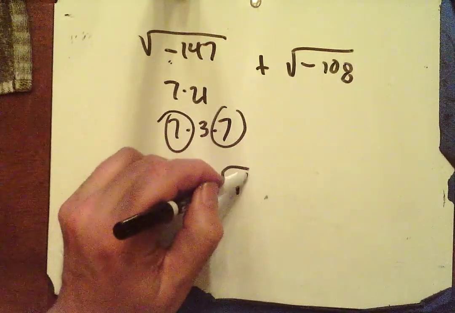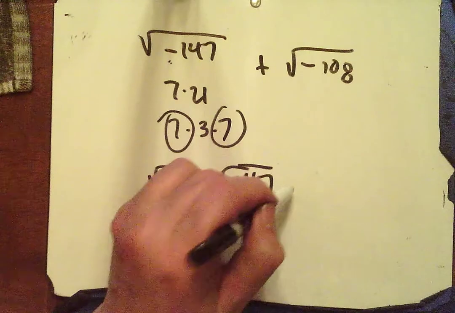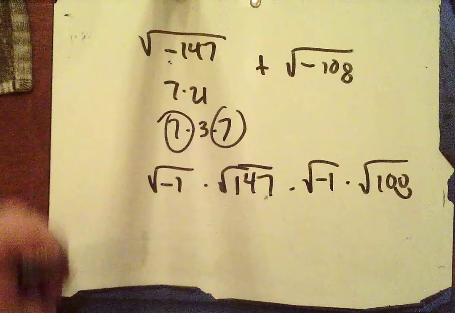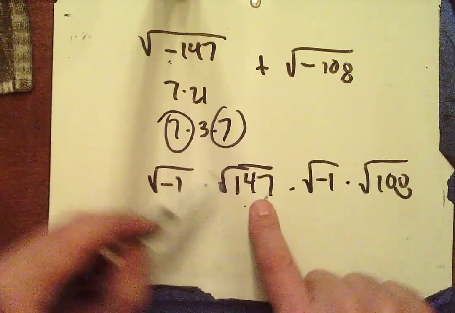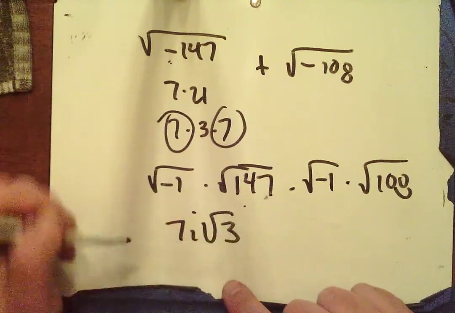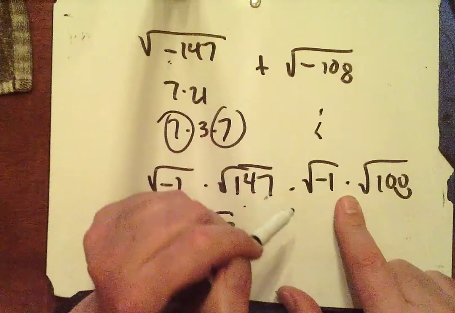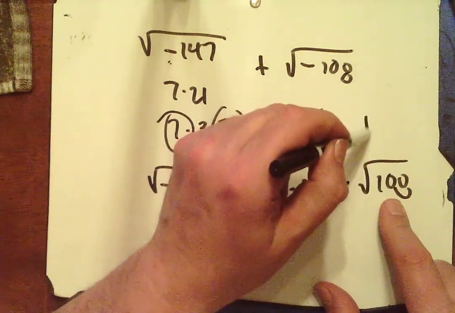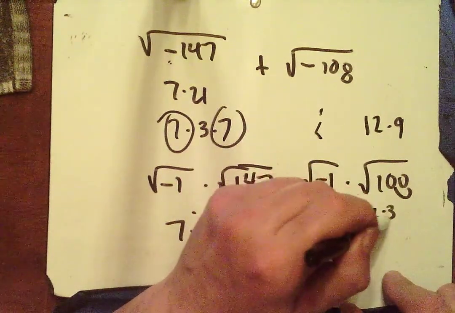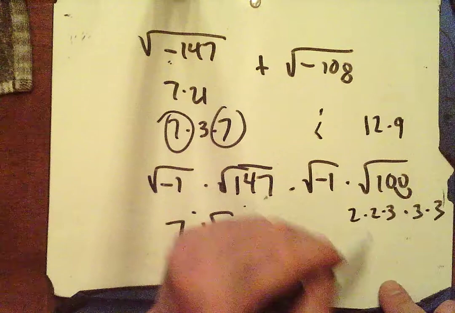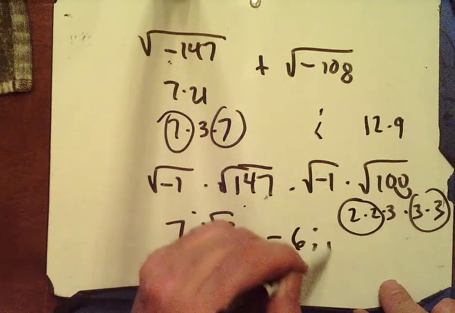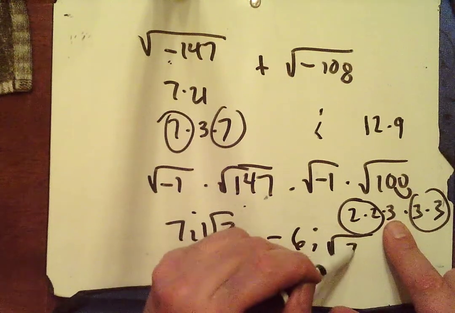So we've got square root of 147 times square root of negative 1, and another square root of negative 1 times square root of 108. So that's going to be i. This is 7 times 7 times 3. We're going to pull out a 7, so 7i root 3. Now what about over here? That's i. And this, well, isn't that 12 times 9? Yeah. And 12 is 2 times 2 times 3, and 9 is 3 times 3. So I can take out a 2, I can take out a 3. 2 times 3 is 6i that comes out, and I have only a 3 left over.